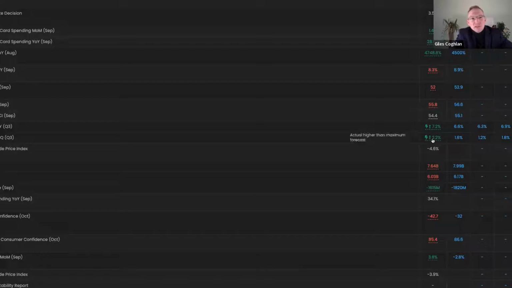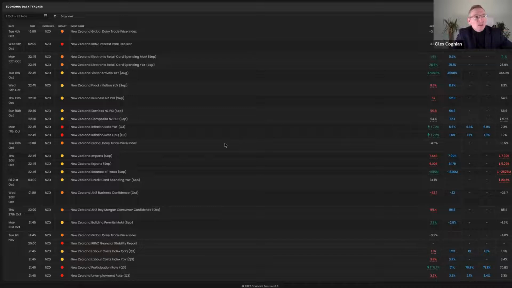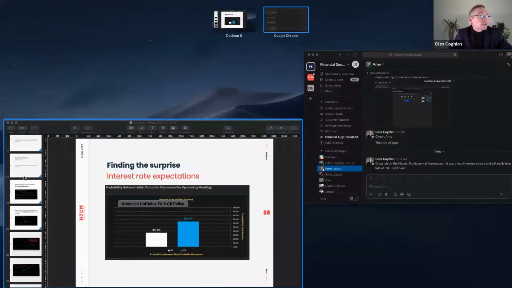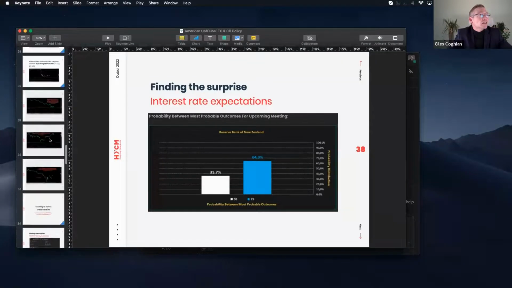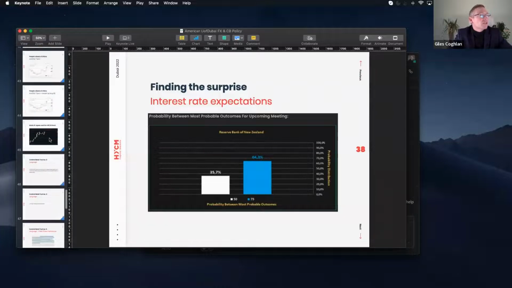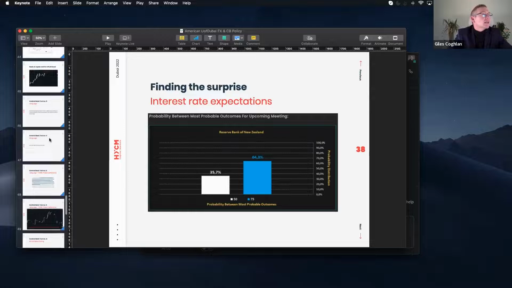And the quarterly data came in at 2.2%, which is above the market's maximum expectations of 1.8. So what that tells you is that inflation is higher than economists have been projecting for New Zealand. That means the RBNZ will need to be hiking interest rates more aggressively as a result. So that's why you would have expected the New Zealand dollar to strengthen that day. So if we go back to our interest rate projections, you'll see on the 17th of, so where are we, 38.